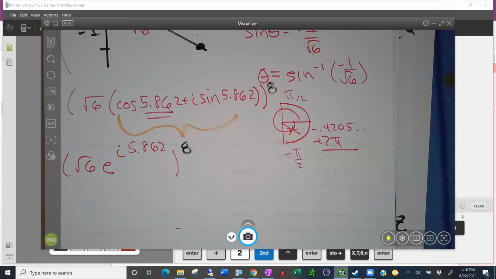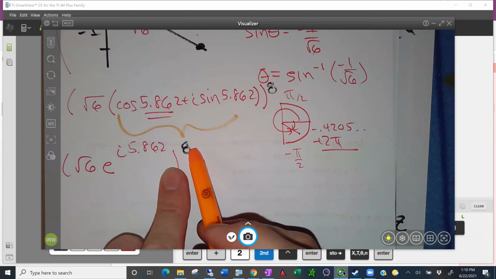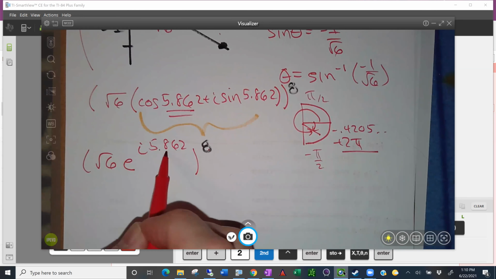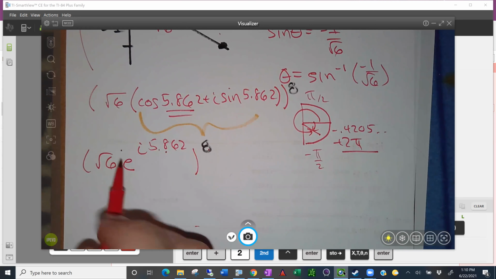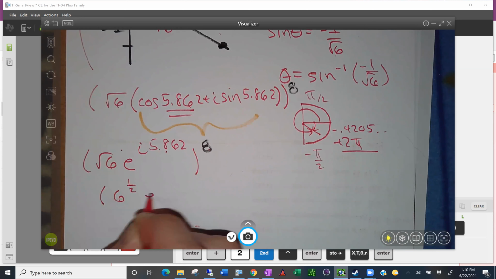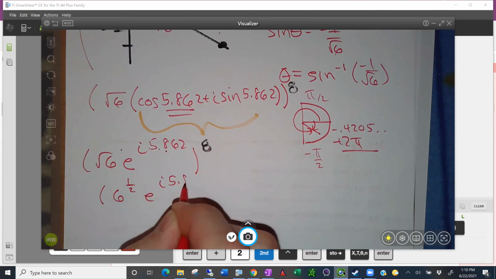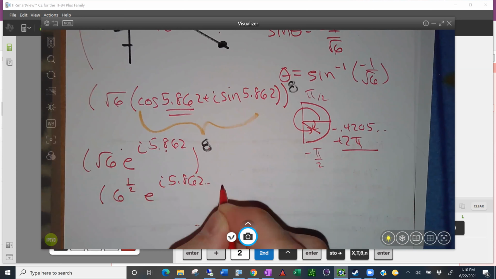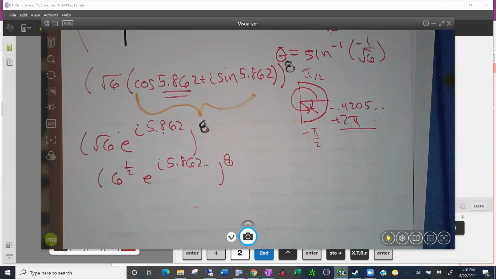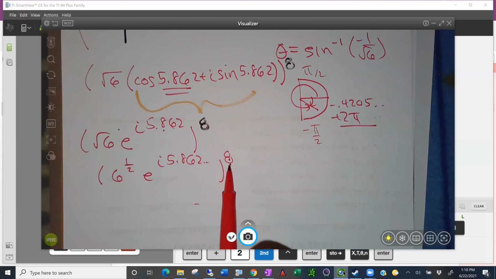Let's go back here. If I raise this to the 8th power, this exponent multiplies this exponent and the exponent here. Now I could rewrite that as 6 to the 1/2 e to the I 5.862, etc., to the 8th power. But this exponent multiplies each of those exponents. So let's start with the easier part. What's 8 times 1/2? 4. So this is going to be 6 to the 4th power.